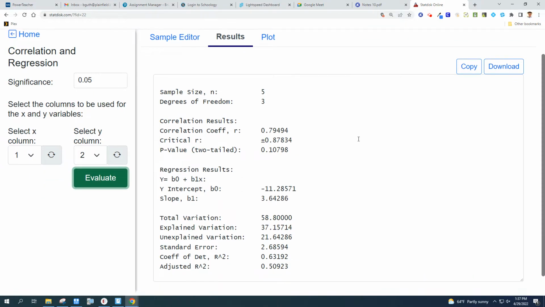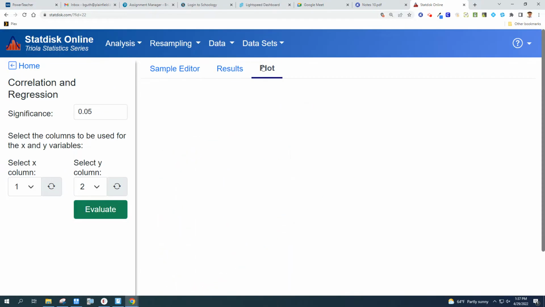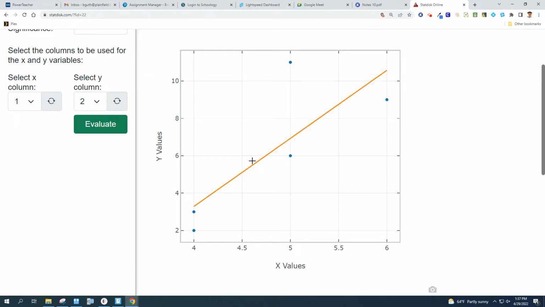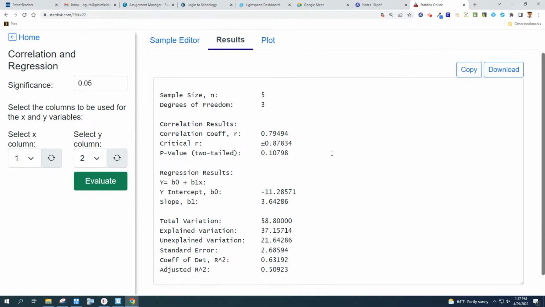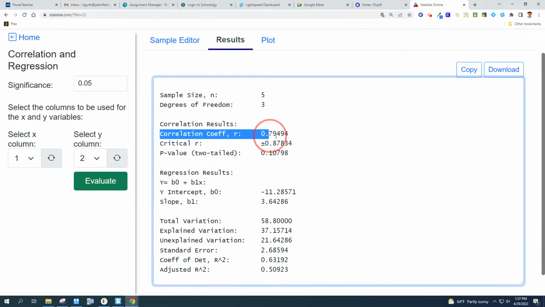And it gives us all this stuff, okay? We can click over here and look at a plot. There's only 5 points. Looks like it kind of makes a straight line. It's hard to tell with only 5 points, but we really want these results. And specifically what we're looking for is the correlation coefficient R. All right, so right here, remember earlier it said round to 3 decimals, so we're going to take 0.795, right here.